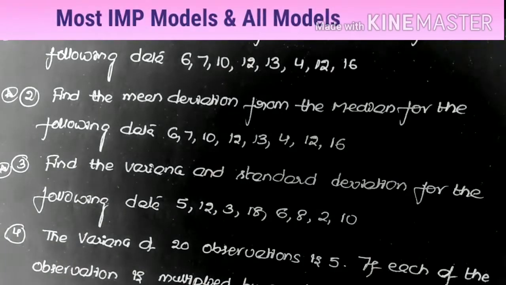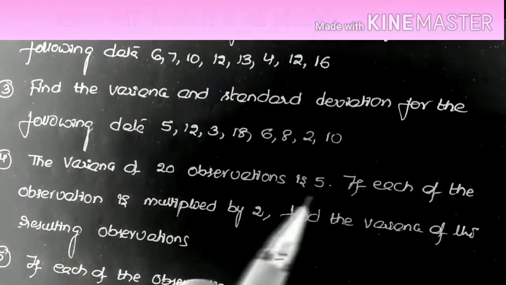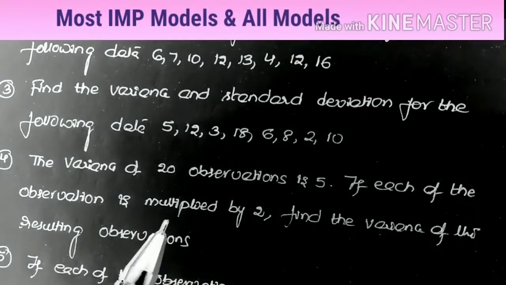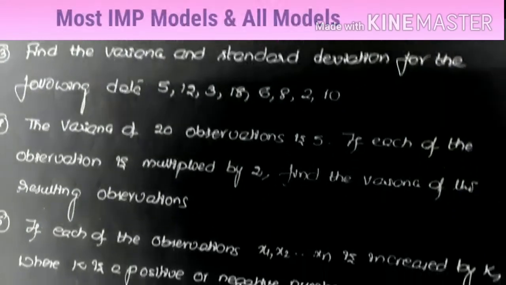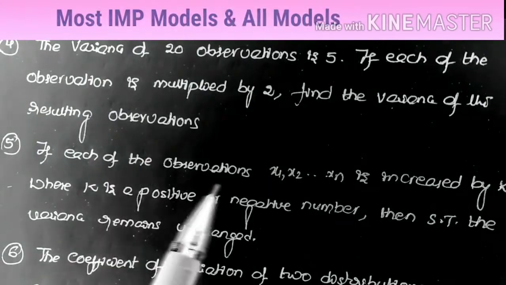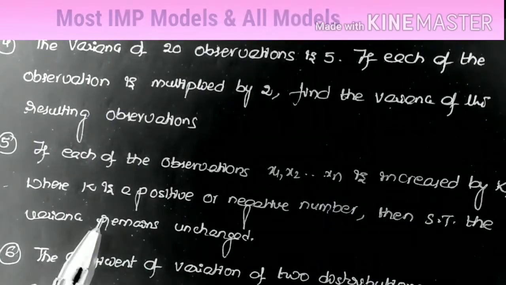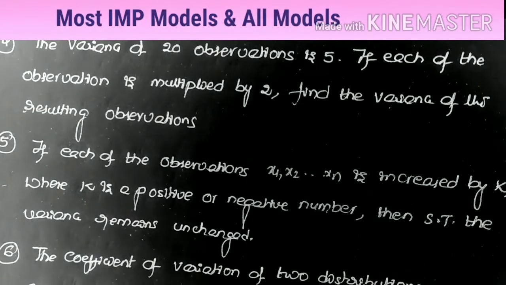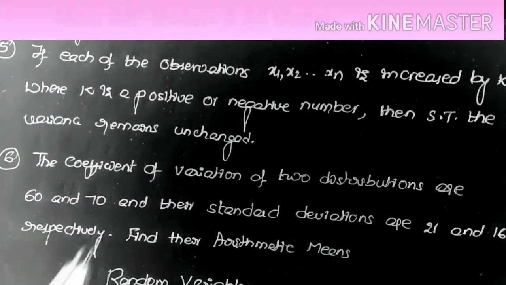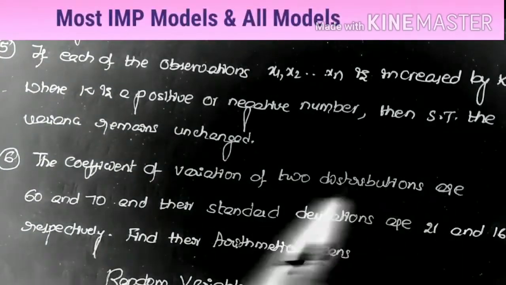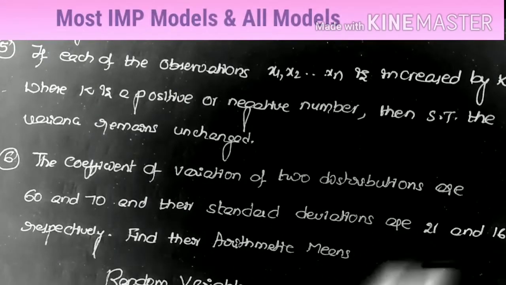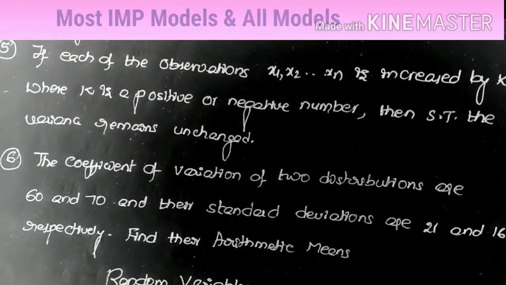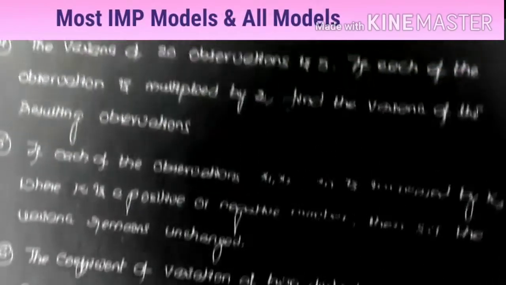The most important model. The variance of 20 observations is 5. If each observation is multiplied by 2, then what is the variance of the resulting observations? Next one, each of the observations is increased by k, then show that the variance remains unchanged. Next one, the coefficients of variation of two distributions are 60 and 70 and their standard deviations are 21 and 16. Then what are their arithmetic means? Now these are the only expected problems from the measures of dispersion.